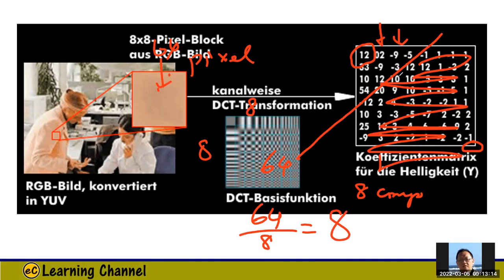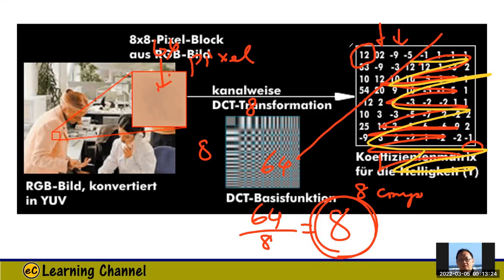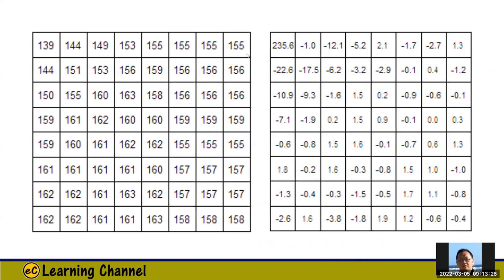Then I will compress the data by 8 times. Okay, by 8 times. And I will lose some data because I truncate this corner out. So I lose some information. That's the key idea.